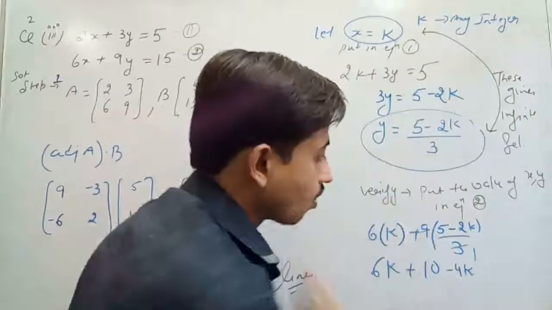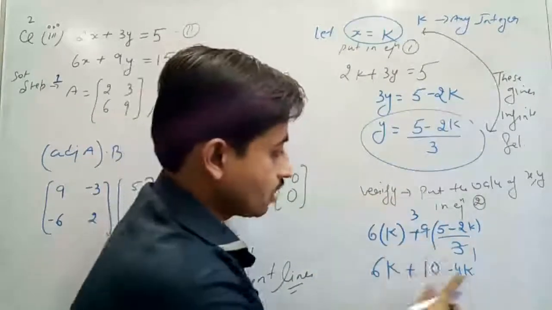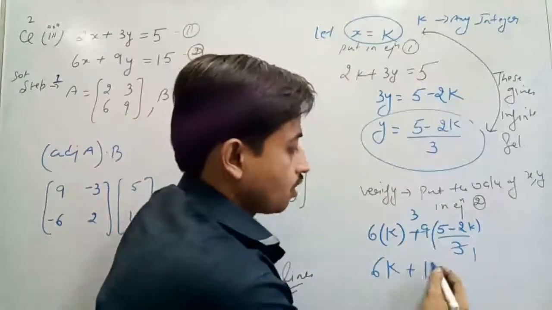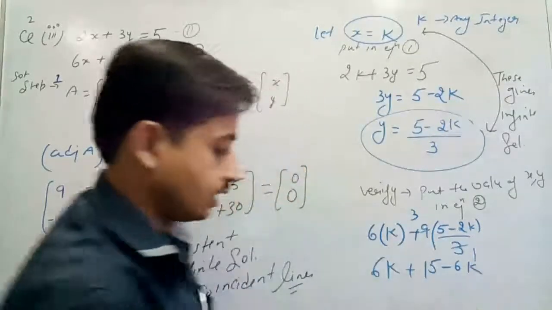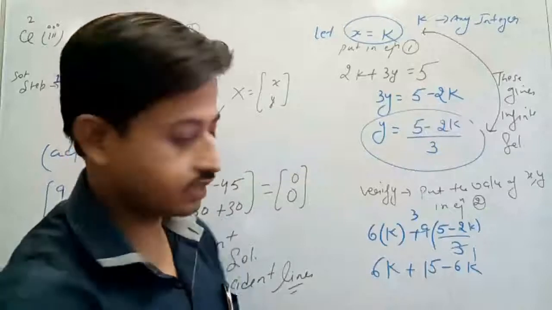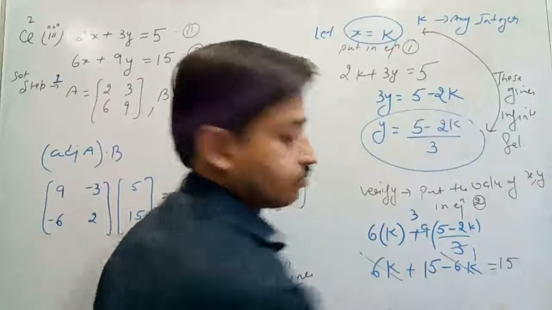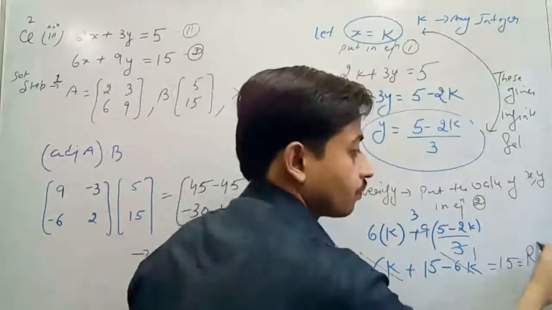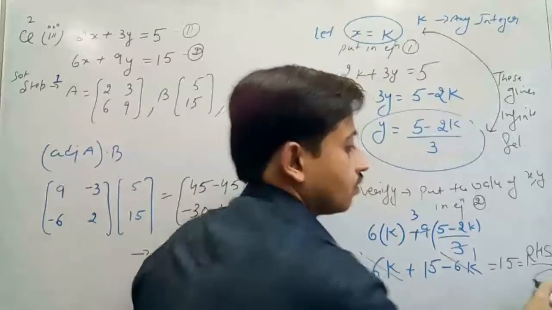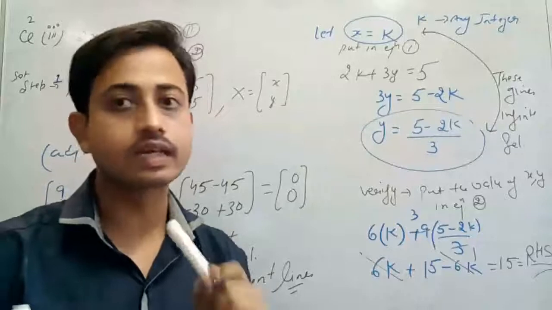Sorry, but we did wrong. 3, 3 is 9. We get 3, 3 into 5. This is what? 15. Now 3 into minus 2, minus 6k. And 6k is cancelled out with 6k. So what we will get? 15. And 15 is what? Your right hand side. So this question is where you are correct.